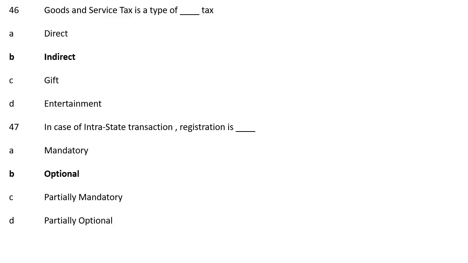Goods and service tax is a type of dash. Option A direct, option B indirect, option C gift, option D entertainment. The correct answer is option B, indirect. Goods and service tax is a type of indirect tax.